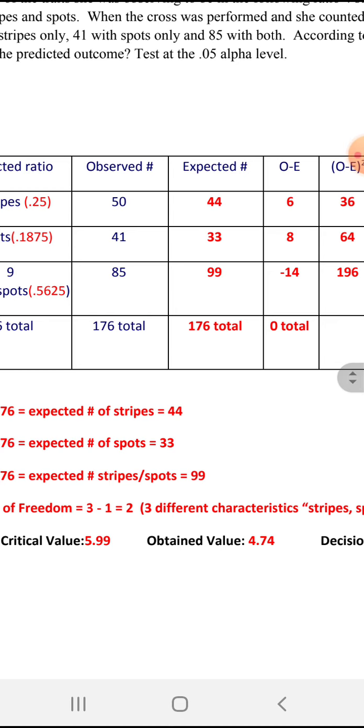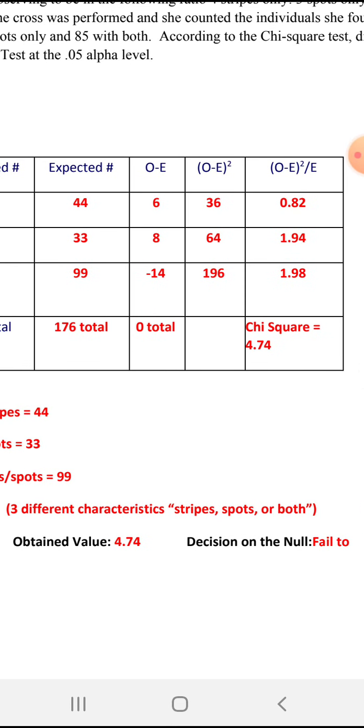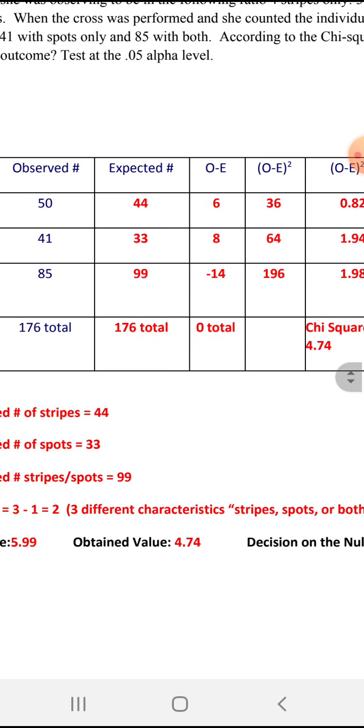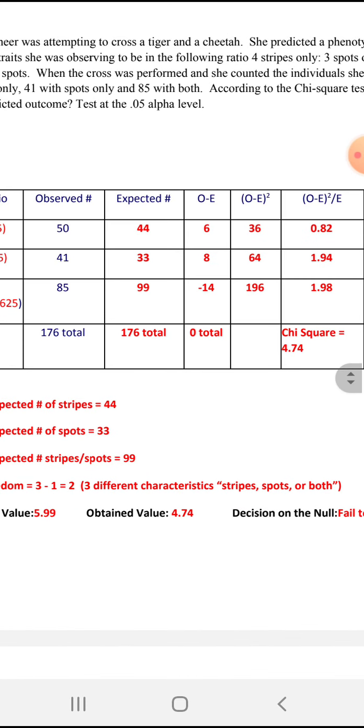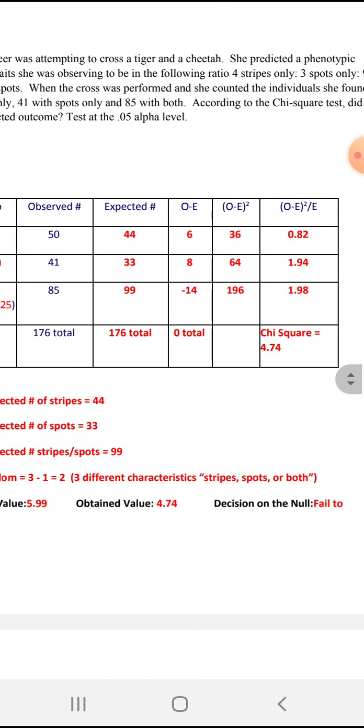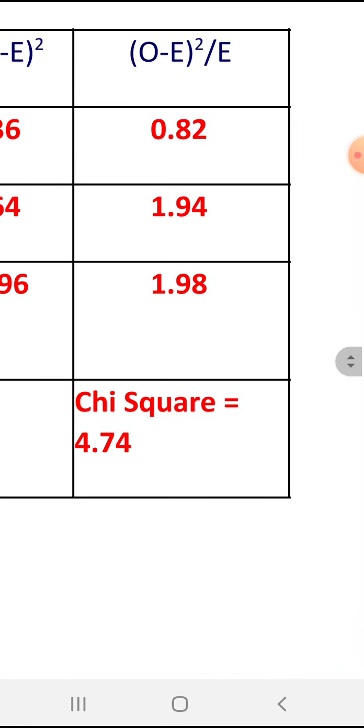Now here, instead of just putting everything into the formula at once, there's a table you could use to make it simpler as step by step. So here, if you just take the observed minus expected, you'll get 6. You square that number, you'll get 36. And then you take that squared number and divide it by the expected, and you will get 0.82. So you'll do that for each variable, and at the end, this last column will give you your chi-squared.